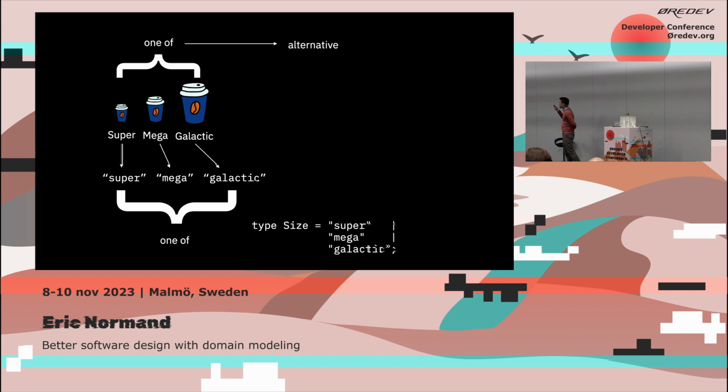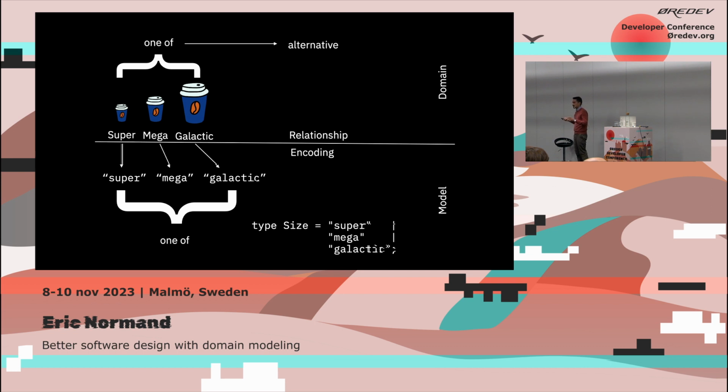All right, so here's the size again. I'm going to draw this line. Above the line is the domain. This is stuff that we looked out into the world. We saw how the coffee shop was being run. We talked to people. And this was it. This was what was happening. And below that is our model. This was our coding that we did. Above it, we analyzed a relationship out of the domain, and then we encoded it. Okay, so I'm just trying to define these terms in context because we'll be using them a lot.